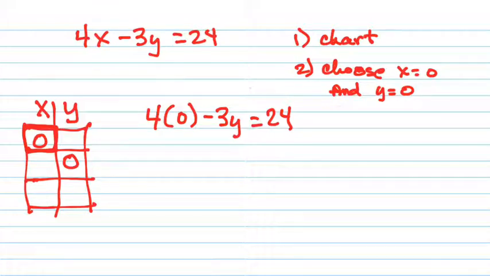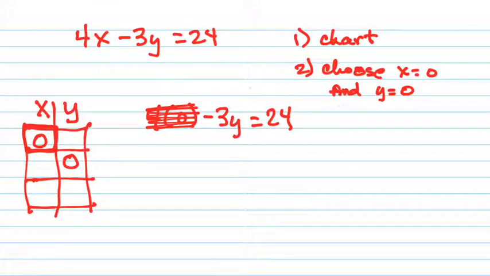Okay? We're redoing it because I want it written bigger. All right, now, what's going to happen to 4 times 0? What's 4 times 0 going to make? 0. So in other words, the x term is simply going to be eliminated, and that's always going to happen. That's why this is such a great method.